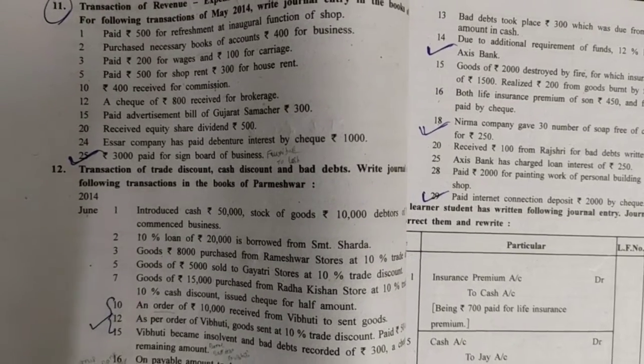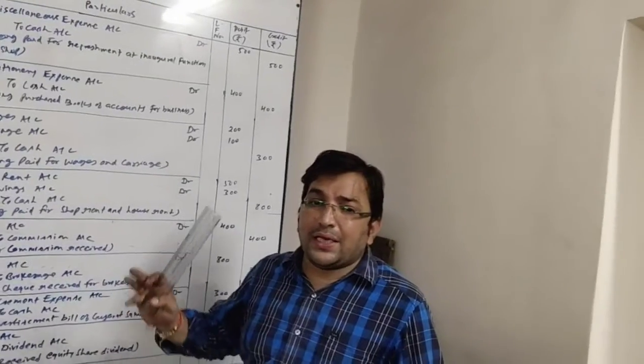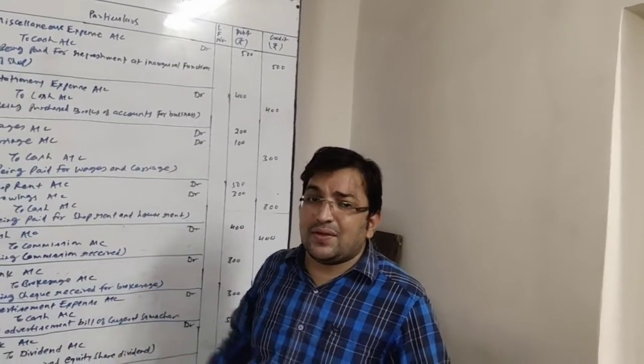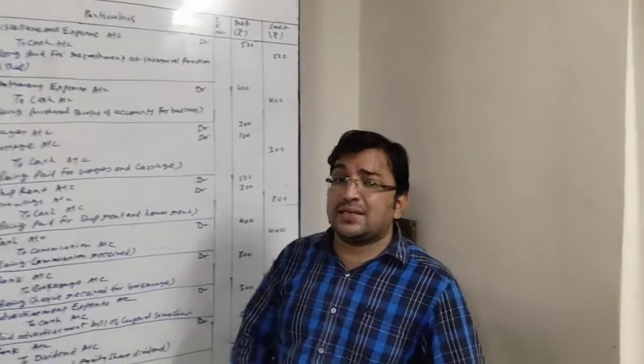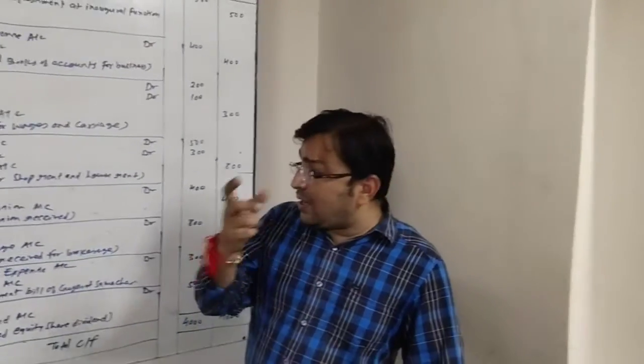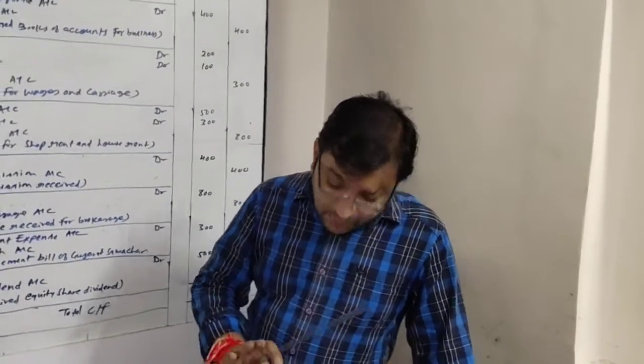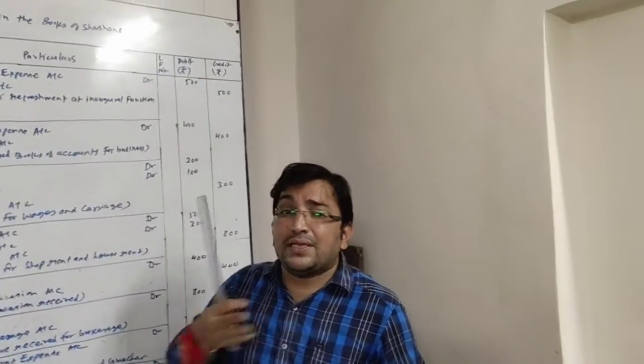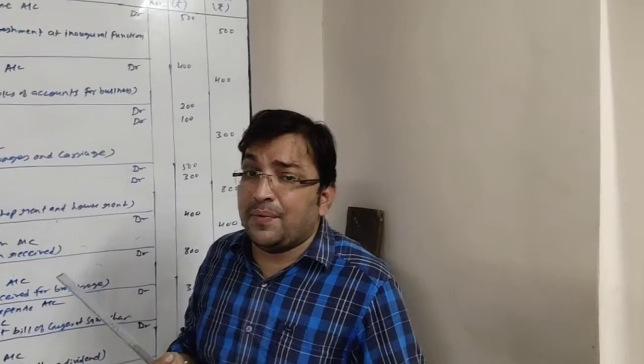Rupees 400 received for commission. Until now we were having transactions of expenses. This transaction suggests income. How to know whether it is an income? It is clearly mentioned that it is received. Rupees 400 received for commission. Received, that means it is our income.